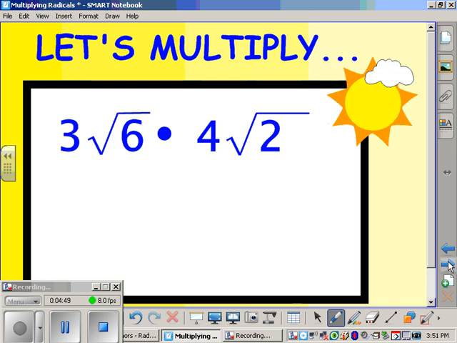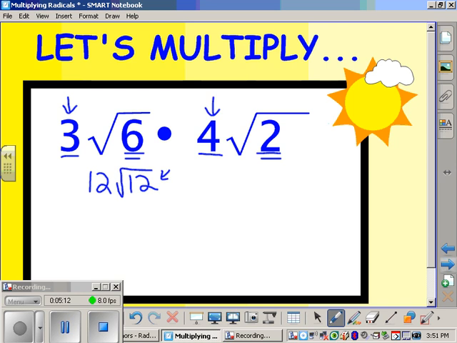Notice in this next problem, you have a number in front of each radical. So those numbers are already outside of the radical. So what we're going to do is multiply the numbers outside the radical together, and then we're going to multiply the numbers under the radical together. Okay, so outside to outside, inside to inside.